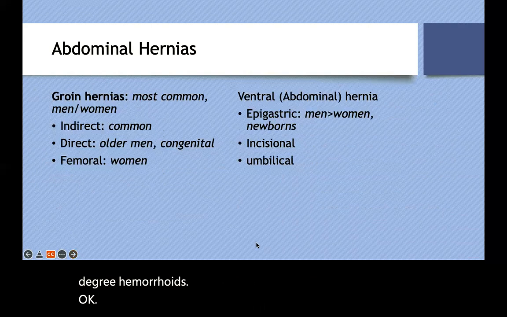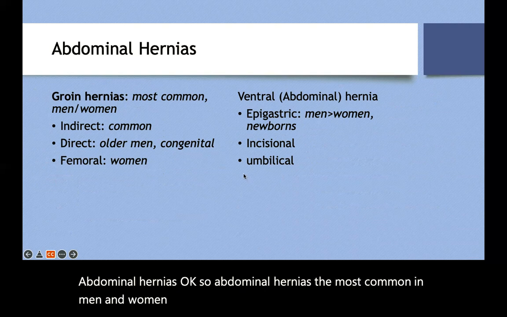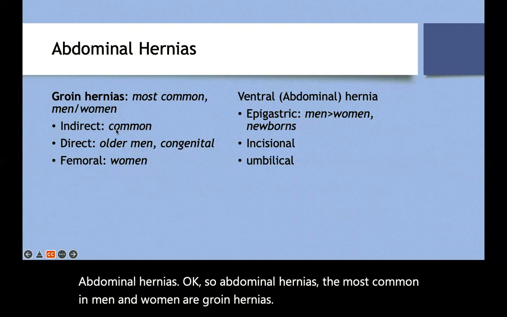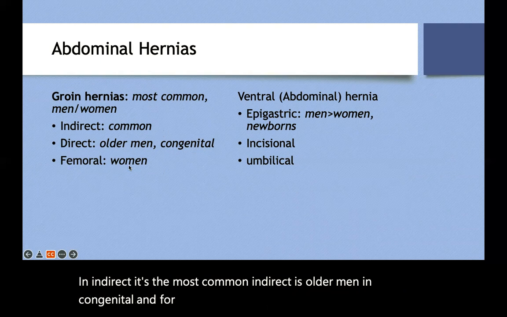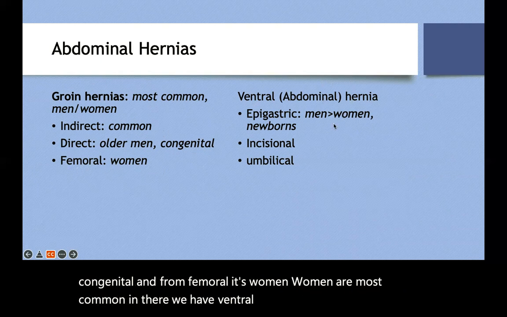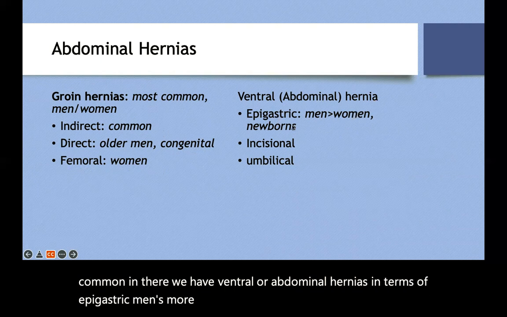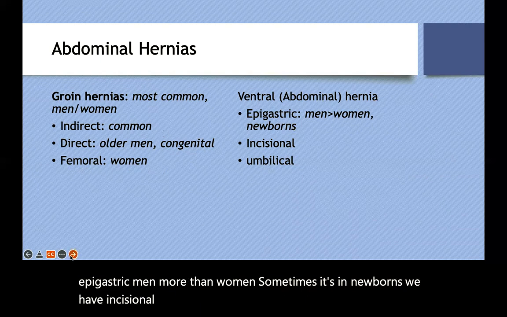Abdominal hernias. The most common in men and women are groin hernias. Indirect is the most common. Direct is seen in older men and congenital cases, and femoral is most common in women. We also have ventral or abdominal hernias. Epigastric is more common in men than women. Sometimes it's in newborns. We have incisional and umbilical.